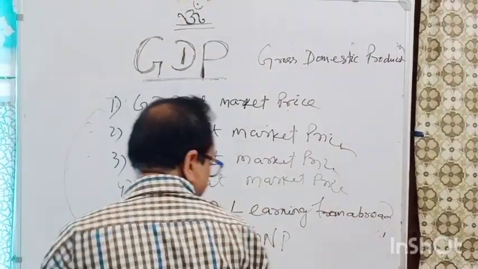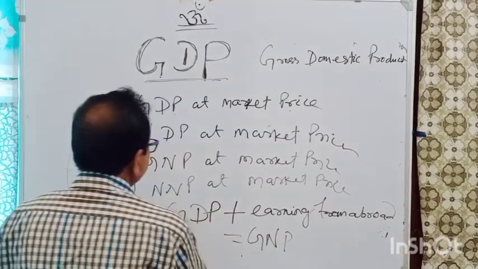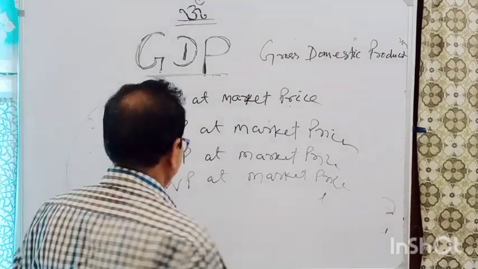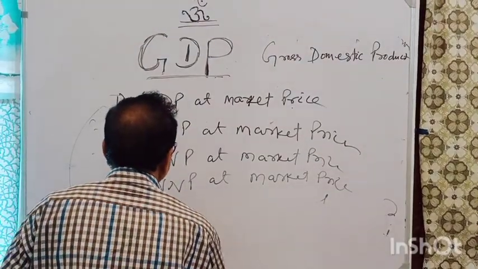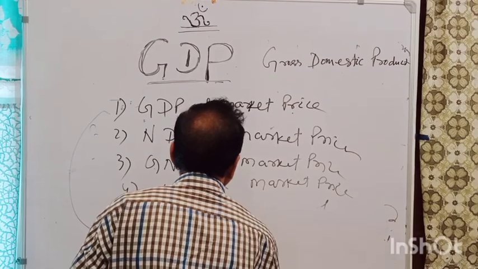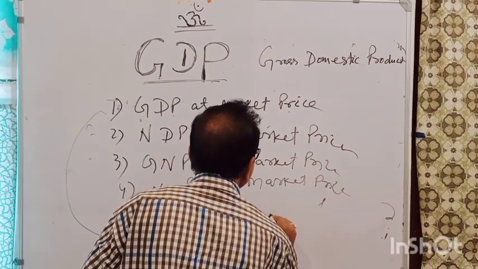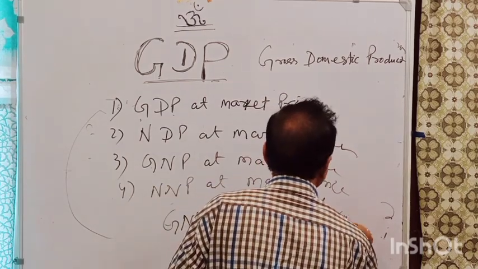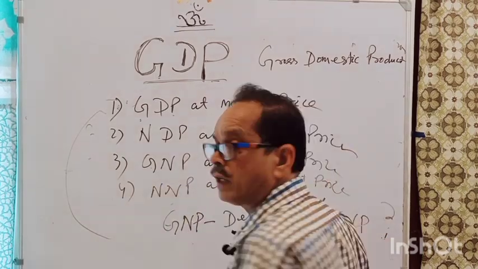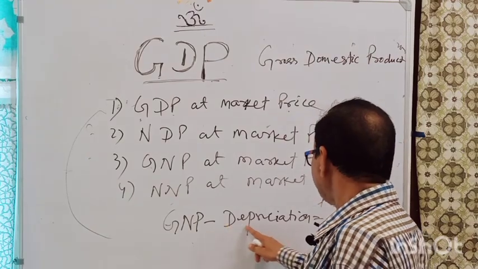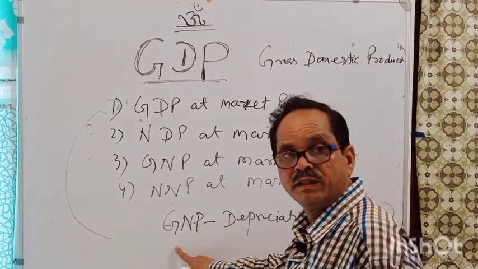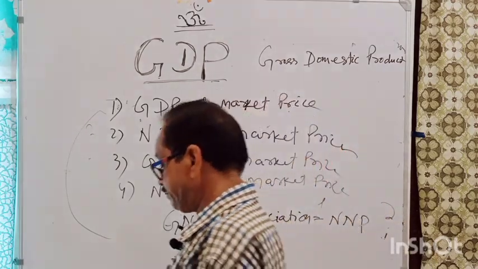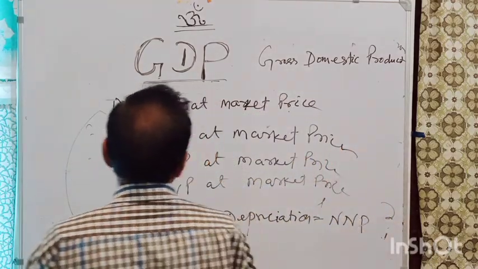The last one is NNP. When we deduct the depreciation from GNP, GNP minus depreciation is equal to NNP. When we deduct the depreciation cost from GNP, we find NNP, net national product.